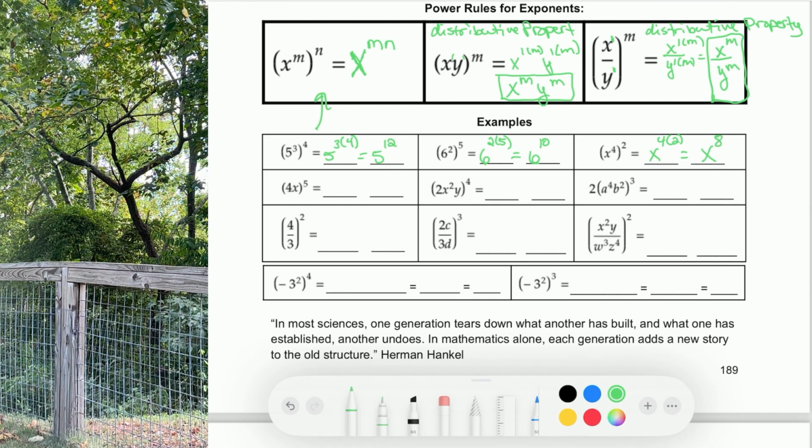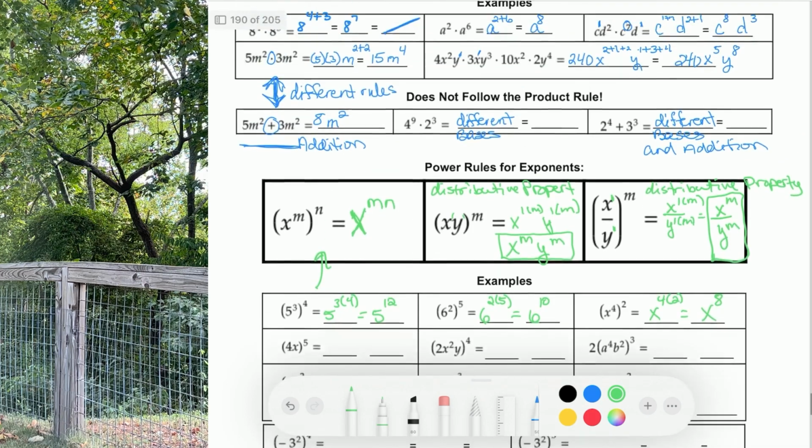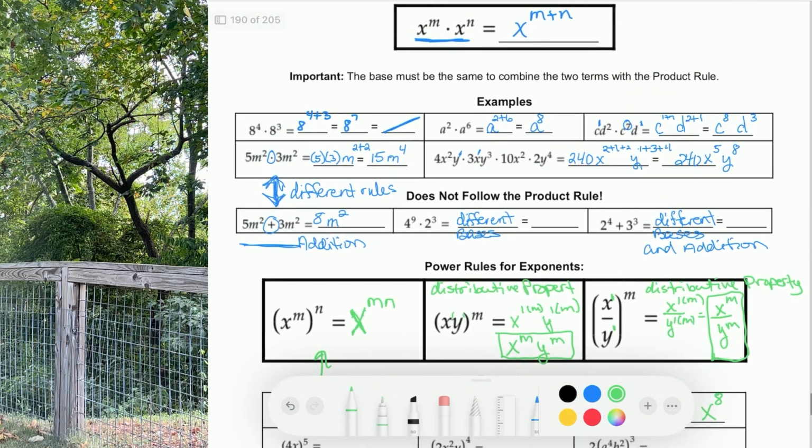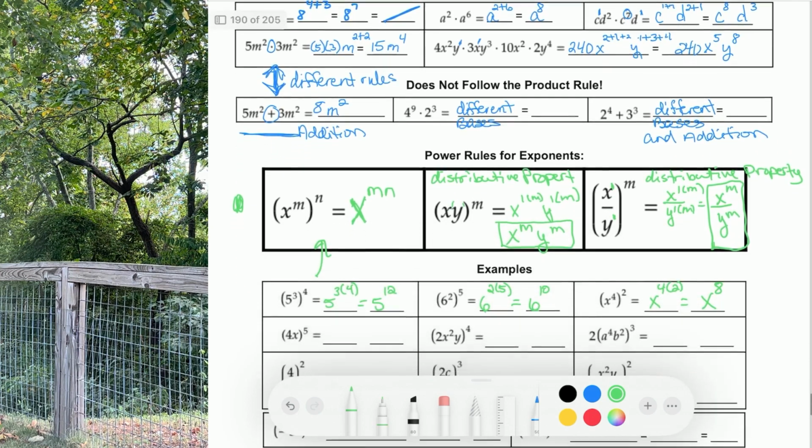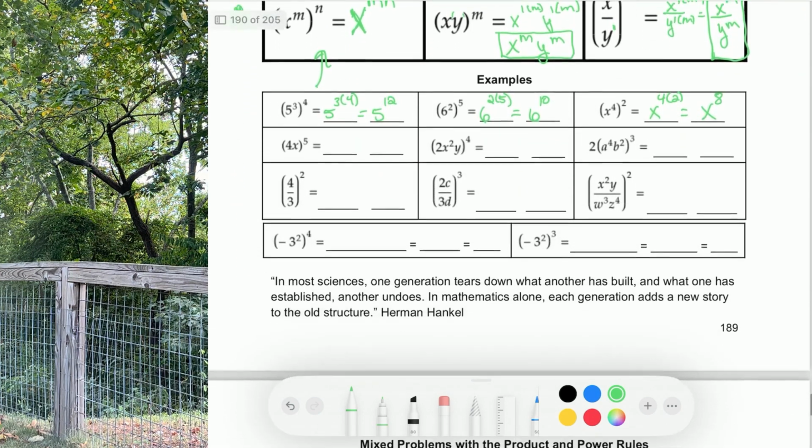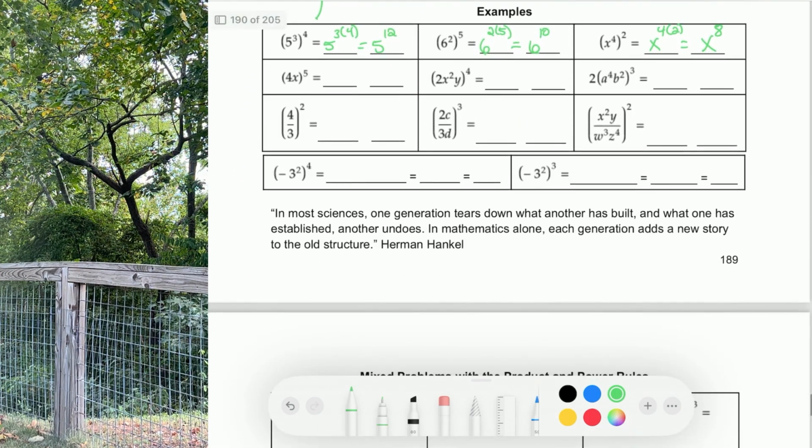Now, make sure, again, that you're very careful when using this rule versus this rule. It's very easy to get it confused and to add rather than multiply or multiply rather than add. So make sure you really pay attention to what the problem is and really focus on what rule you need to use so you don't get it confused. Don't rush through these. If you rush, you're going to make errors.